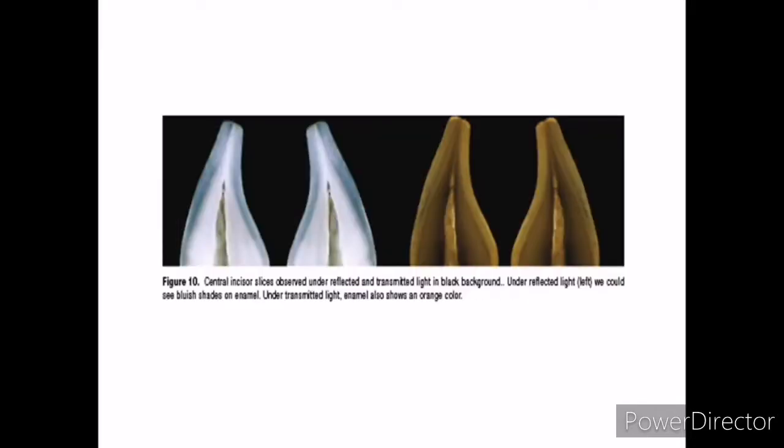And this is called opalescence. Under transmitted light it appears orange, and under reflected light it appears blue.